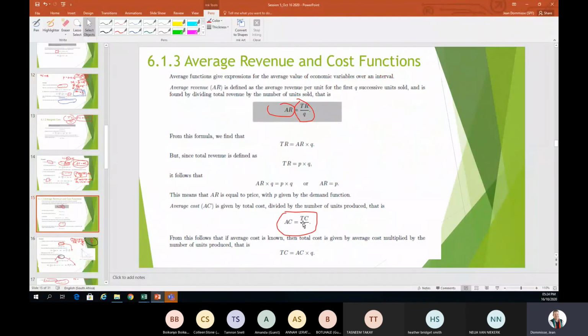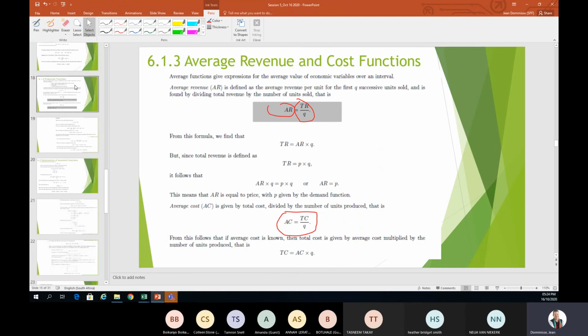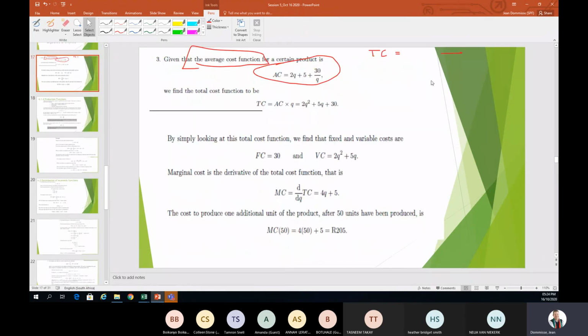Okay, so total cost divided by Q gives you the average cost. Okay, so to get the total cost, you will need to say average cost times Q.